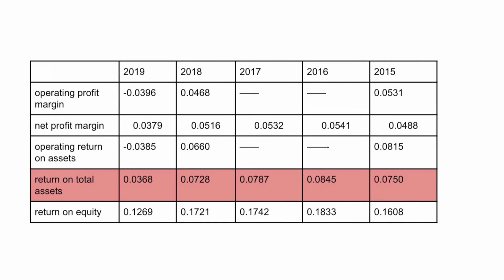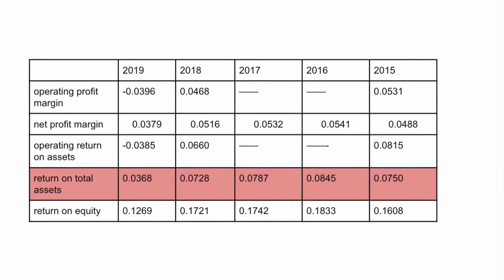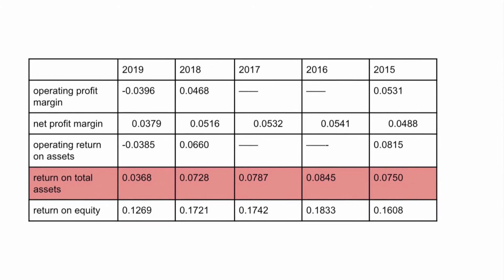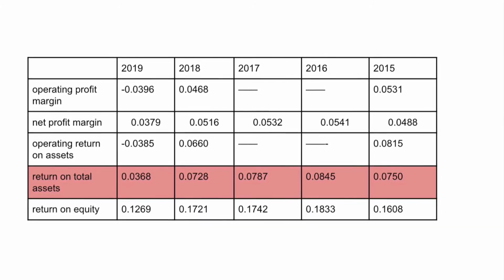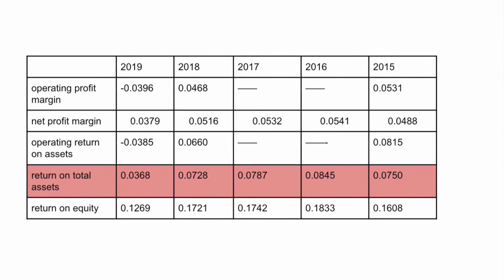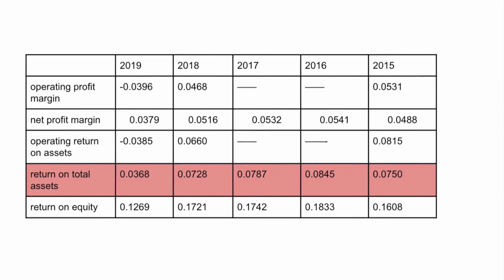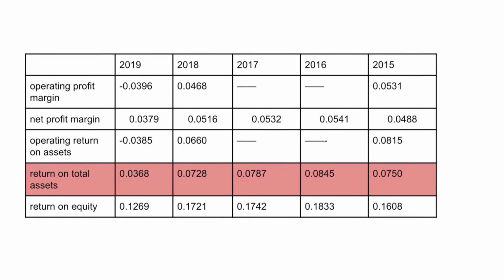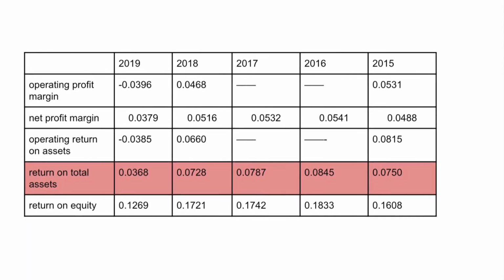Next is the return on total assets analysis. The company was effective from 2015 to 2018, but in 2016 the company was very effective with a rate of 0.08. In 2019 the company hit its lowest rate of ROTA with a rate of only 0.0368. It went down from 0.0728 to 0.0368 from 2018 to 2019.